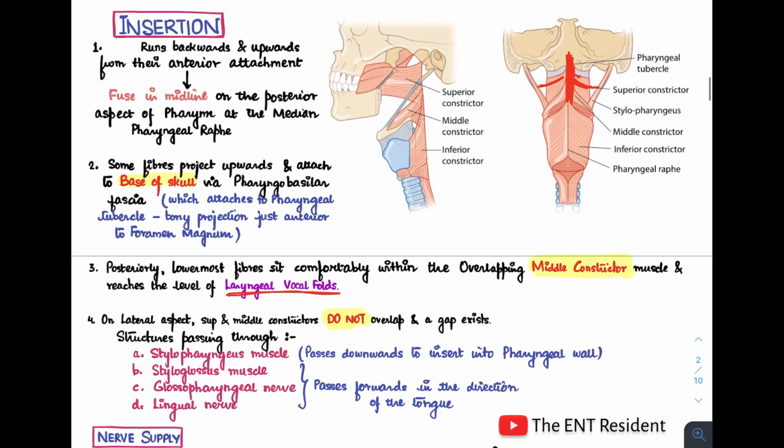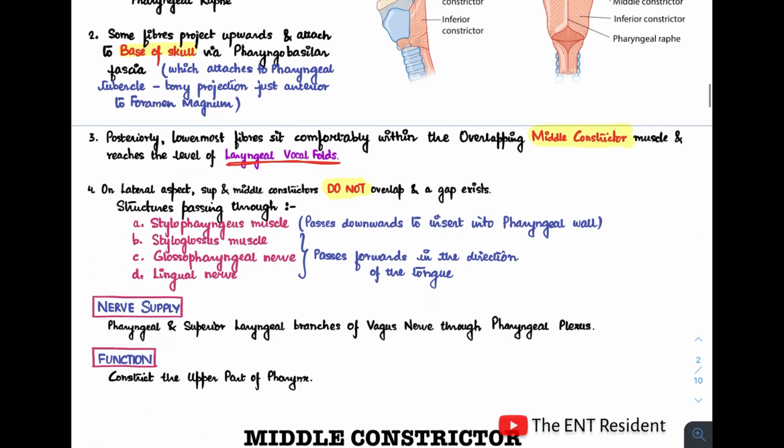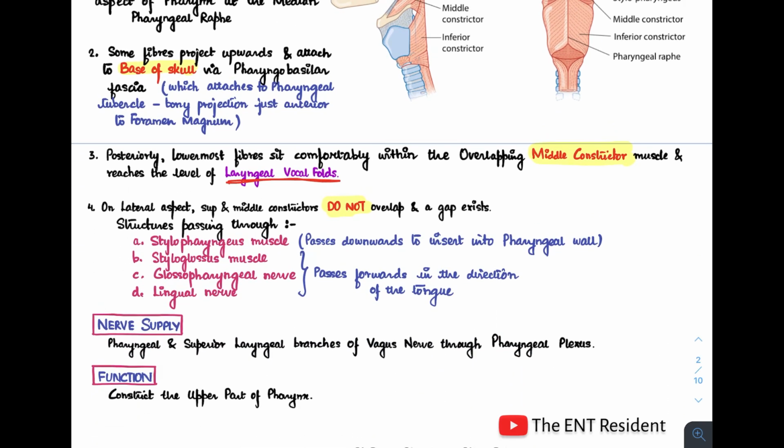So this is the insertion of the muscle. Next, it is supplied by the pharyngeal and the superior laryngeal branches of the vagus nerve through the pharyngeal plexus. And its function is basically to constrict the uppermost part of the pharynx.